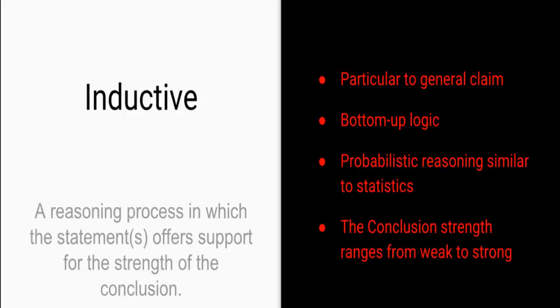Now that gets a little tricky because we have to first determine if these pieces of evidence are representative of a bigger class. That's why we call it particular to general claims. This is the same thing as bottom-up logic, because you're reasoning from a small set and making a bigger conclusion from that smaller set. So this is probabilistic reasoning, very similar to statistics. The conclusion will have a range from weak to strong, unlike a deductive argument where it's either black or white, yes or no. So let's get into these other terms.